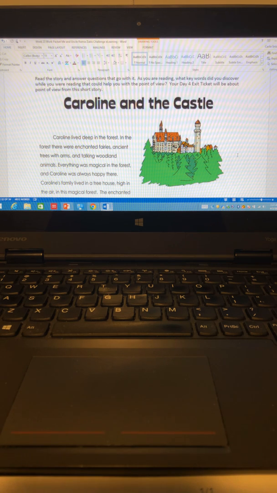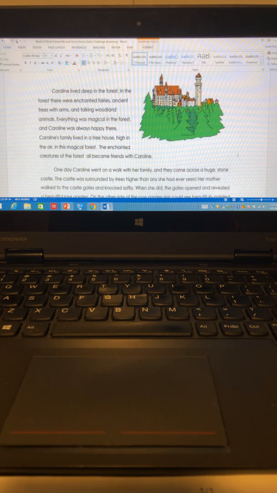The next part of your independent work is a short read about Caroline and the castle. You're going to read the story and answer questions that go with it. As you're reading, what key words did you discover that could help you with the point of view? Also, make sure you look at your Day 4 exit ticket about point of view from this short story, Caroline and the castle.